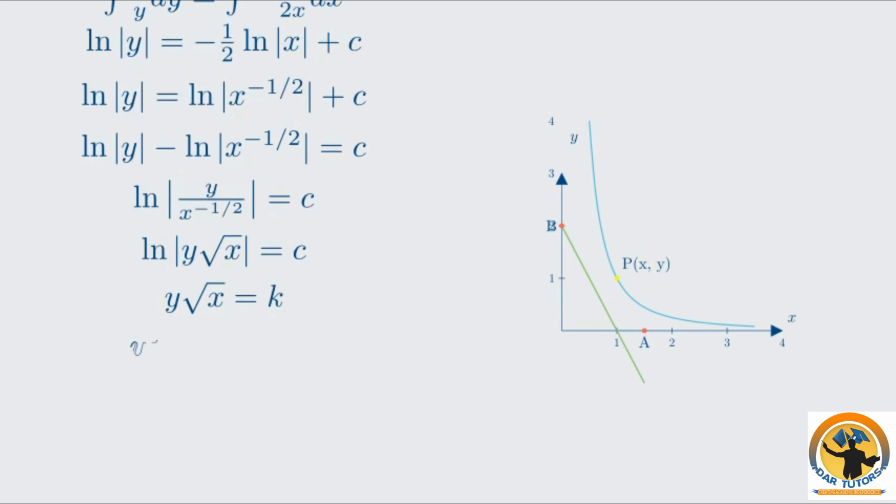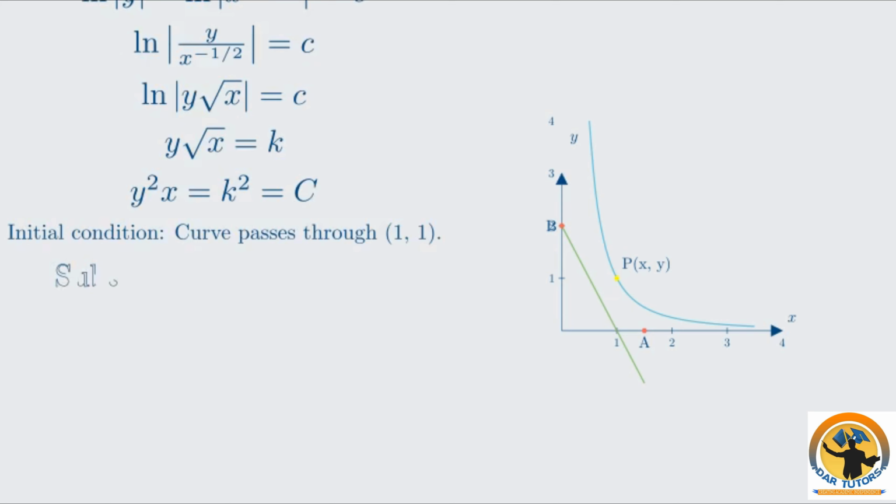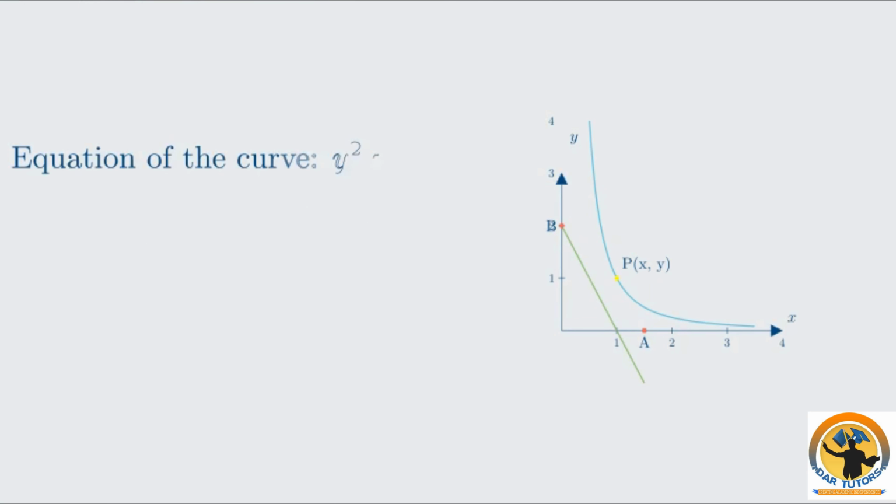Squaring both sides gives y squared times x equals k squared. Since k squared is just another constant, let's call it c. So our general solution is y squared times x equals c. Finally, we use the initial condition to find c. The curve passes through (1, 1). Substituting x equals 1 and y equals 1 into our equation, we get 1 squared times 1 equals c, so c equals 1. The equation of the curve is y squared times x equals 1. This example shows how to use the section formula to set up the differential equation, a valuable technique for IB problems.